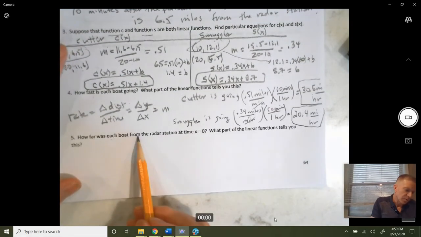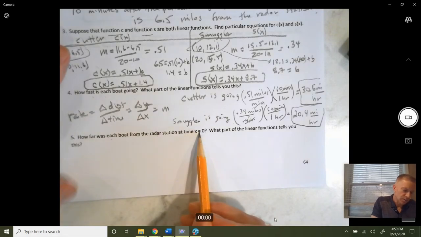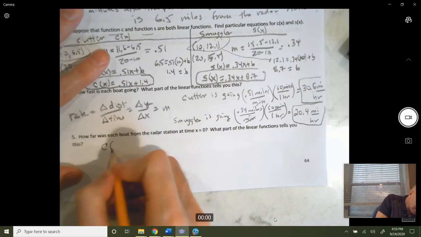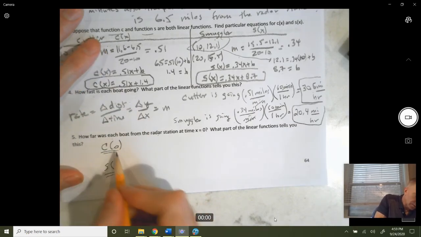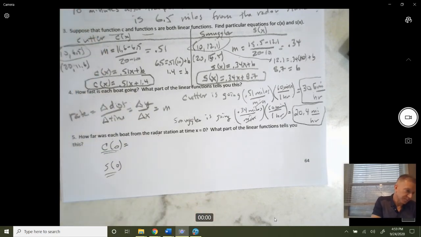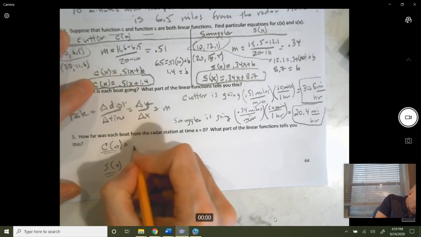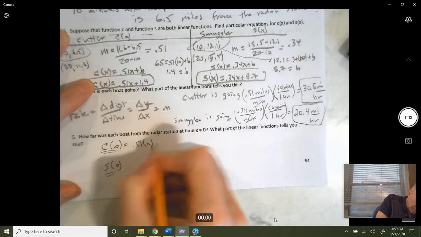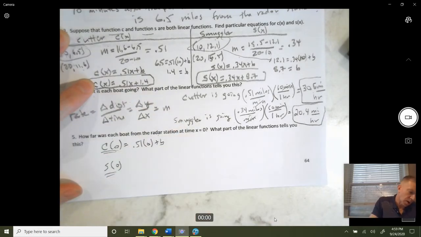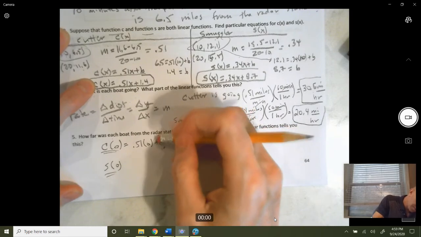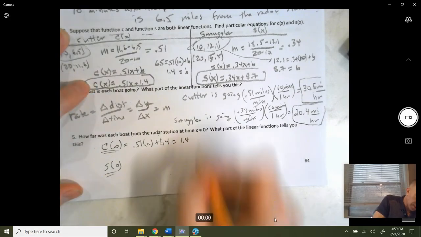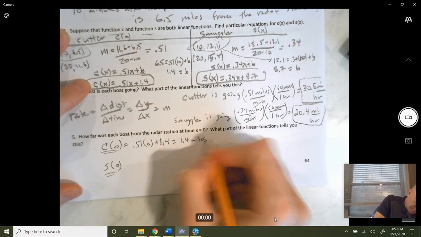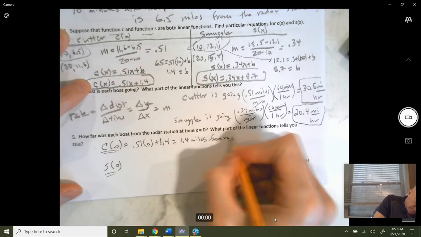How far was each boat from the radar station at time x equals 0? So when x equals 0, we're finding c of 0. And for the s, we're finding s of 0. So where are they when t equals 0? Or the x value, 0 minutes from when the pursuit began. So we plug that into the c equation. So we'll get 0.51 times 0 plus 1.4, which is 1.4. Okay, and that's miles from radar station.